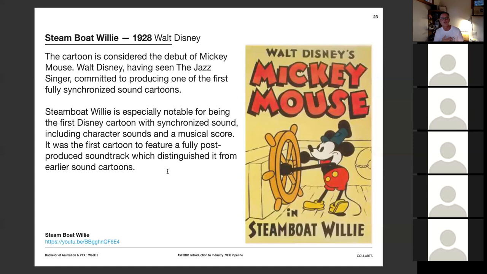Then we get to 1928, Walt Disney. Walt Disney was actually quite a straight guy. You can see that in his work. All the Fleischer stuff was wacky, wacky, wacky. A lot of the stuff that I've talked to you about so far has been this kind of crazy stuff. Walt Disney was quite straight.